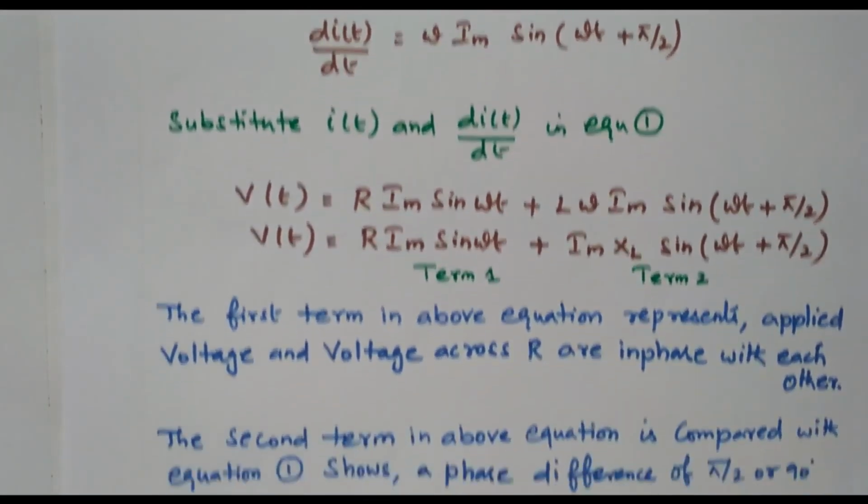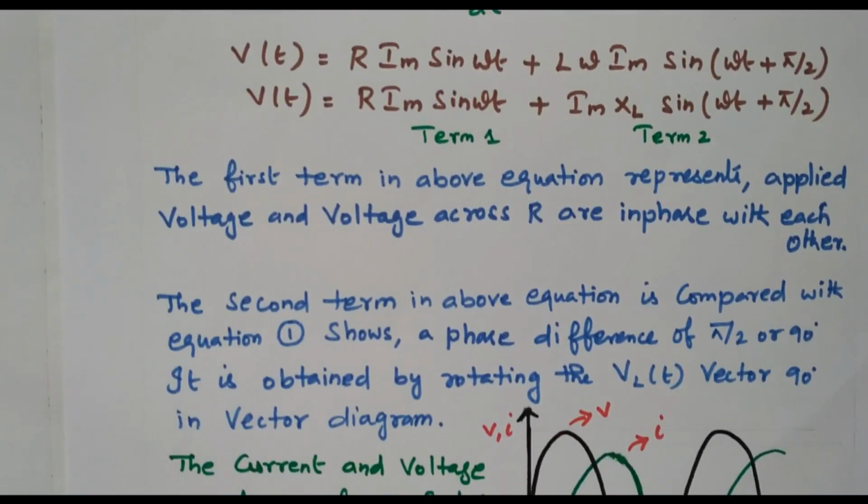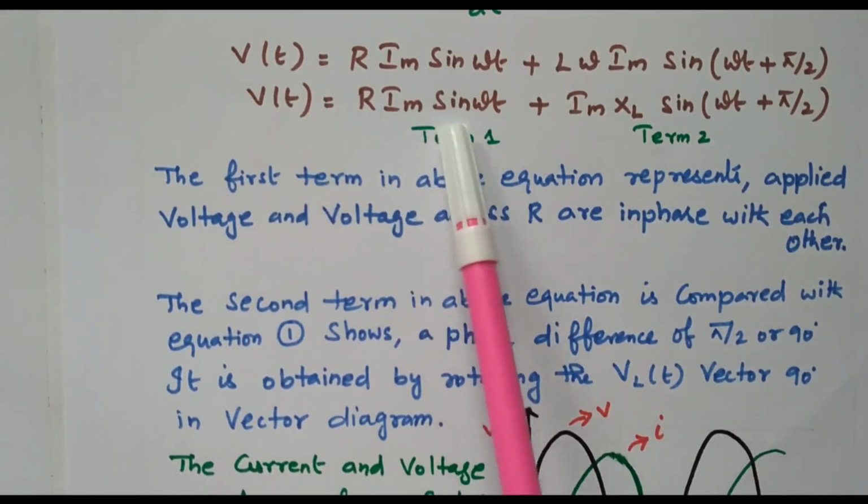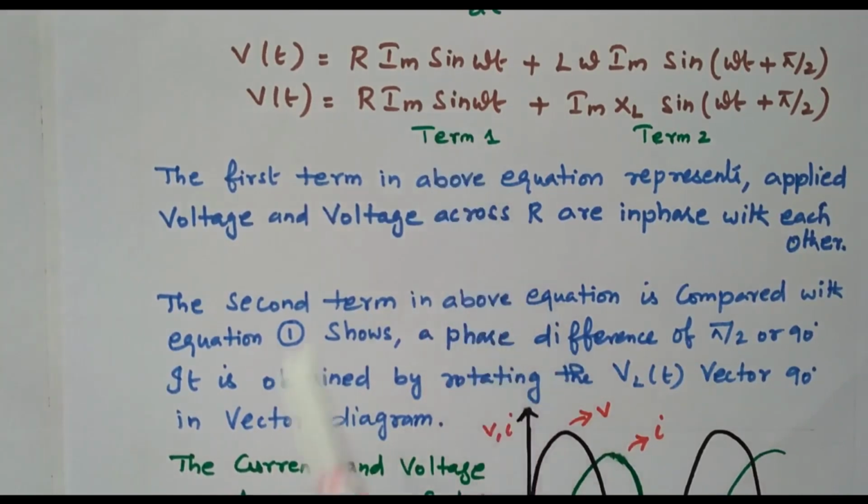So the first term represents the applied voltage and voltage across the resistor. This term refers to the voltage across the resistor. See, the phase angle is omega t only. So the current value is also omega t, and the voltage also we got omega t. So they are in phase with each other. The voltage across the resistor is in phase with the current.